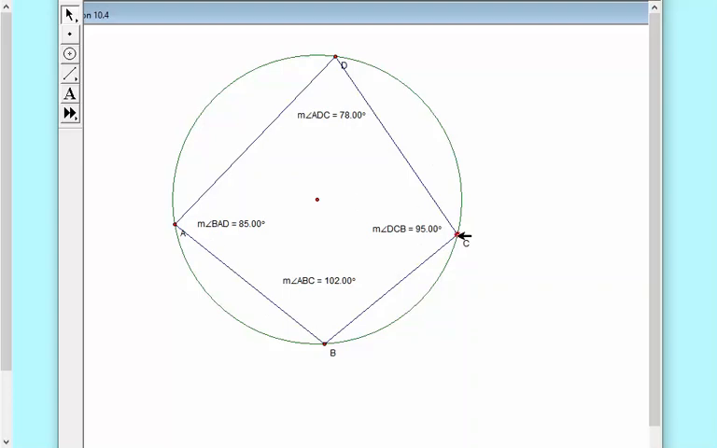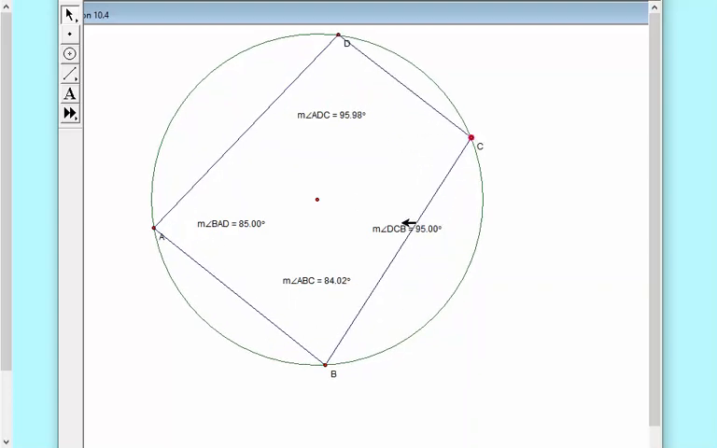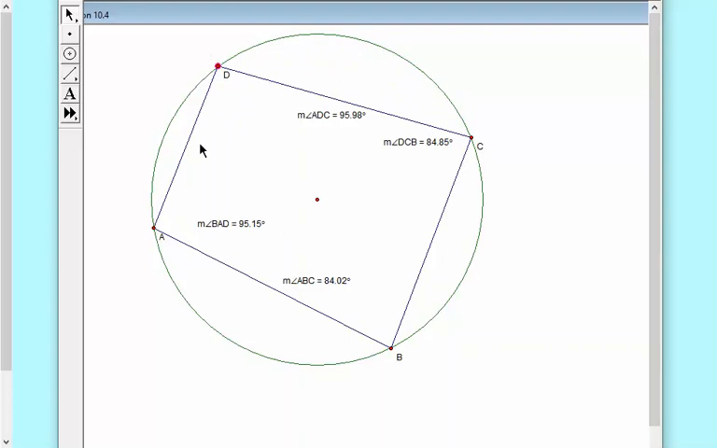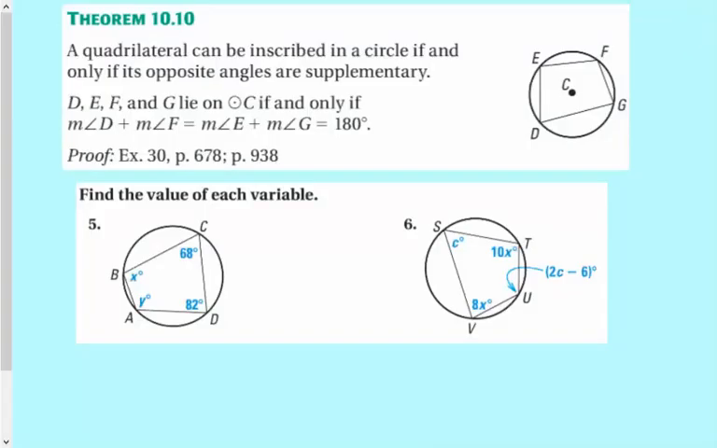And no matter how I move these angles here, 85, 95, those stay the same. 95.98, 94.02. I can move these here, 73.22, 106.78. No matter how I move these angles here, or these vertex points, the opposite angles are always going to be supplementary. That is, a quadrilateral can be inscribed in a circle if and only if its opposite angles are supplementary.